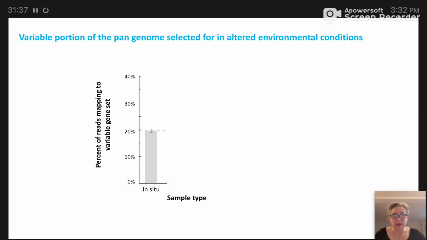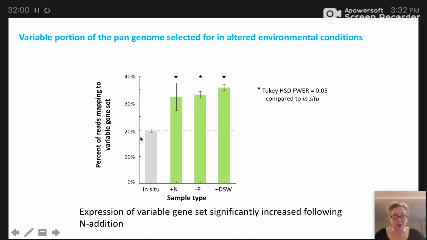And to make a long story short, the variable portion of the pangenome is selected for in our nutrient addition experiment. So here we have the percent of reads mapping to the variable gene set. Our in situ signal before we added the nutrients was about 20%. And in green, all those treatments that got a nitrate addition, you can see that there's a significant increase following nitrate addition in the expression of that variable gene set.